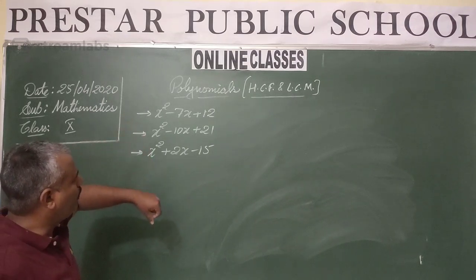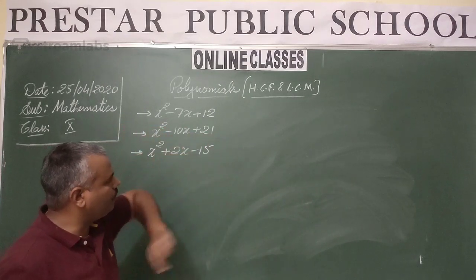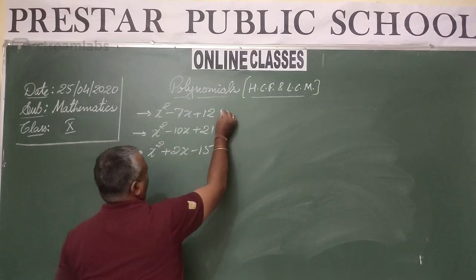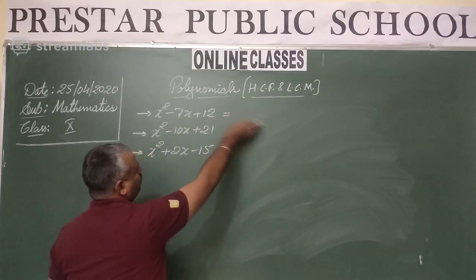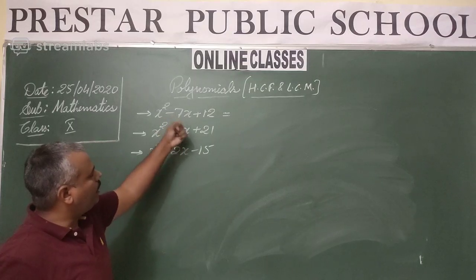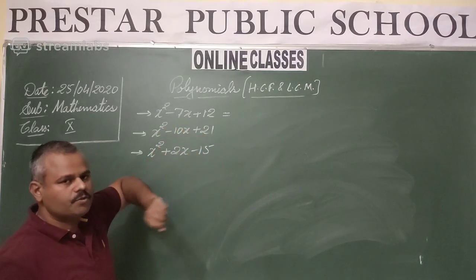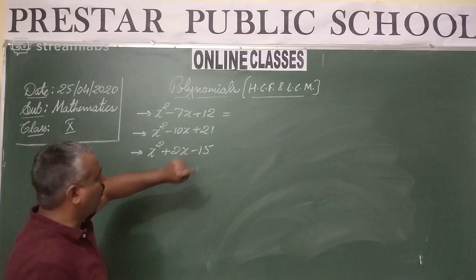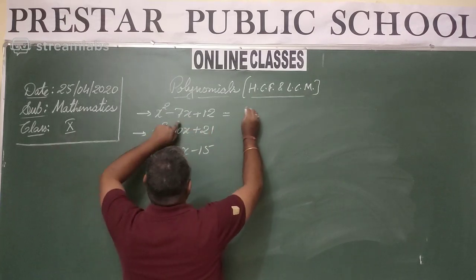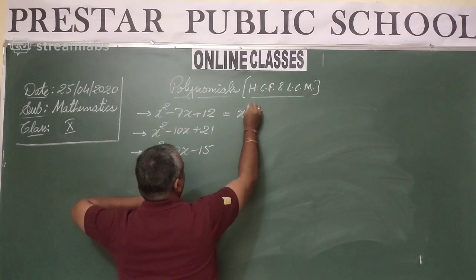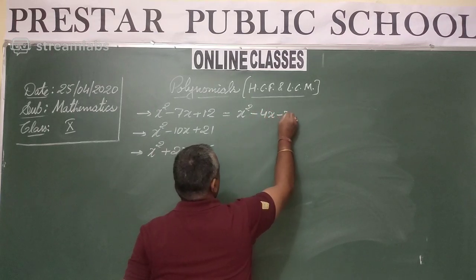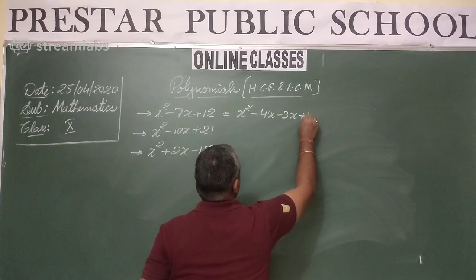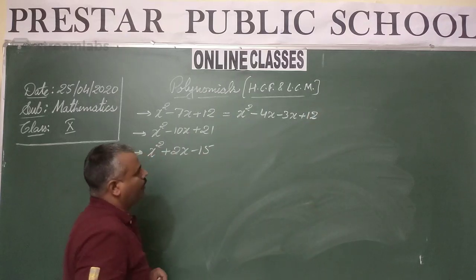So here, what we are going to do, we will factorize each of the expressions. So x squared minus 7x plus 12. If you take up this, splitting the middle term, the product needed is 12, the sum needed is minus 7. So splitting the middle term, it will be split into minus 4x minus 3x and plus 12.